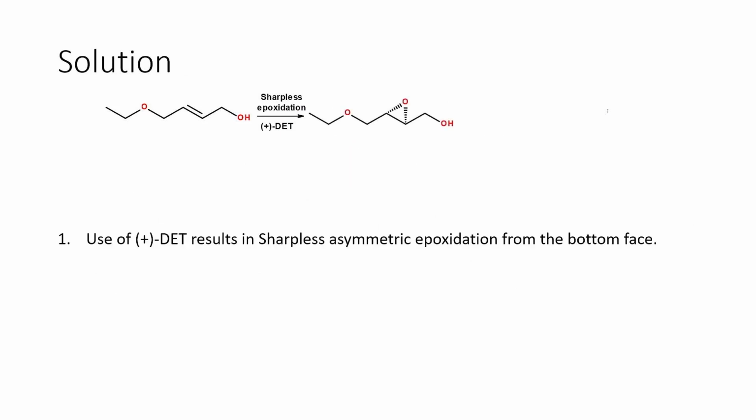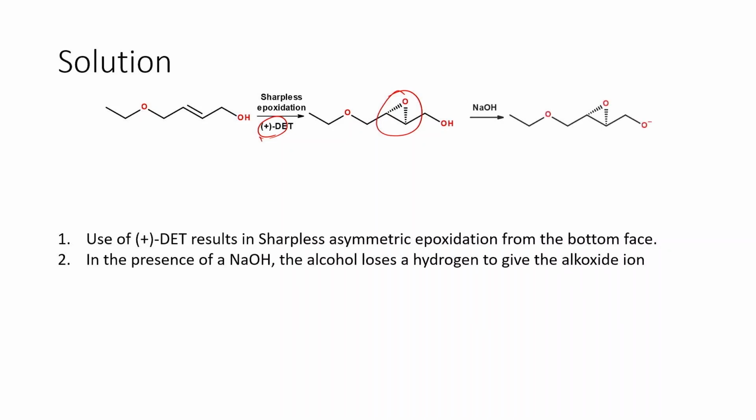So the first one is nothing but the Sharpless epoxidation. So since we are using the plus isomer, we already know the epoxide is going to be from the bottom face. So that is very easily we can fix the first one. And once the epoxide is formed, the next one is reaction with the sodium hydroxide. So the reaction with sodium hydroxide actually converts the hydroxy group, the hydrogen is removed and we end up with the oxide anion.